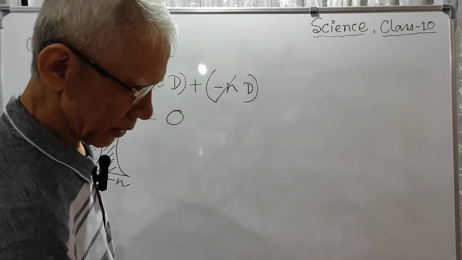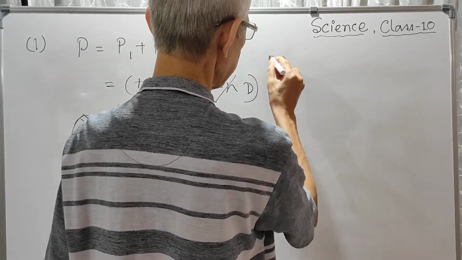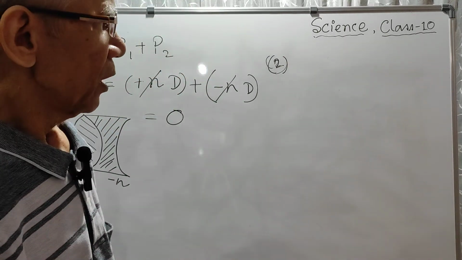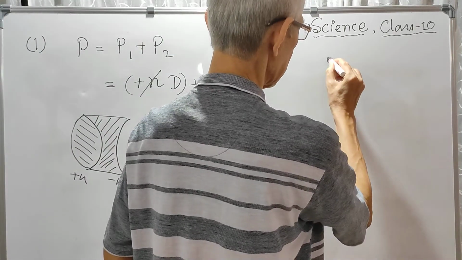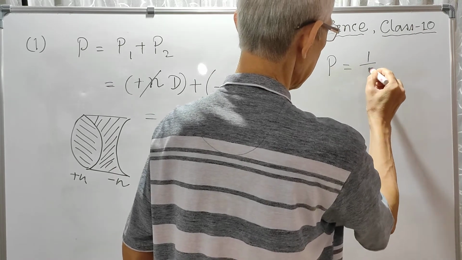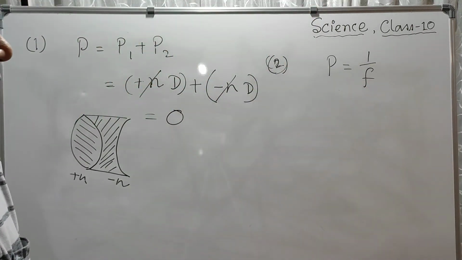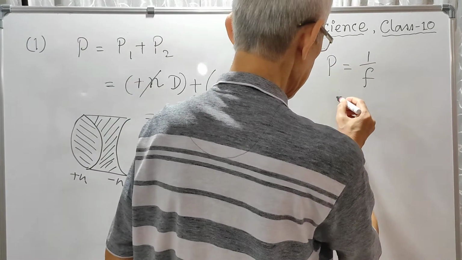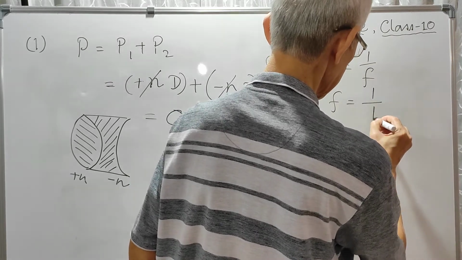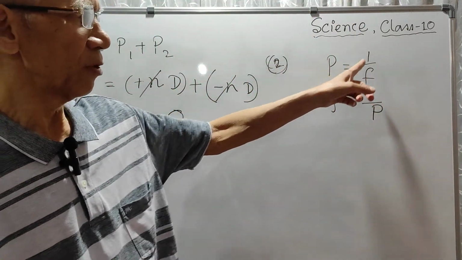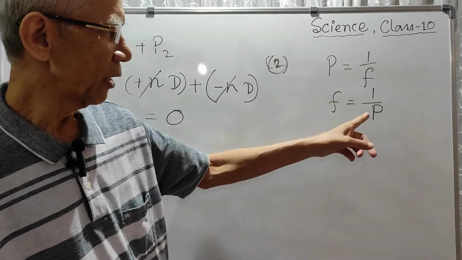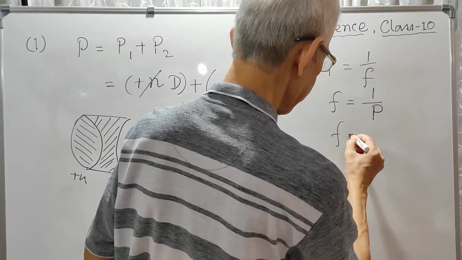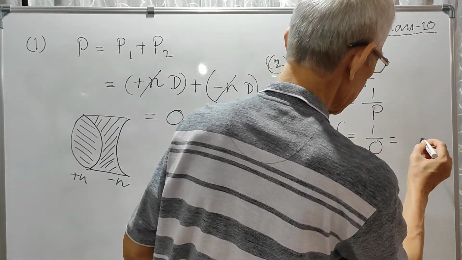So this is the second method. Now you see, this is the formula for power. Power equal to 1 by F. So in that chapter you have come across this formula, power equal to 1 by focal length. Therefore focal length F equal to 1 by P. Now if we want to have 0 power, suppose P is 0, then what will be F? 1 by 0. Now 1 by 0 is what? Infinity.